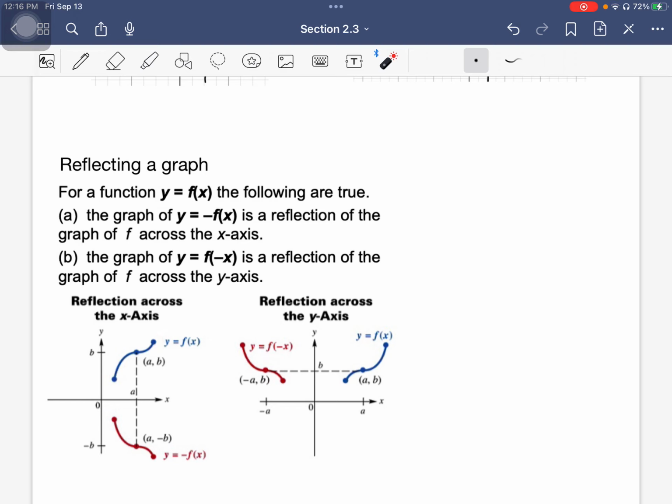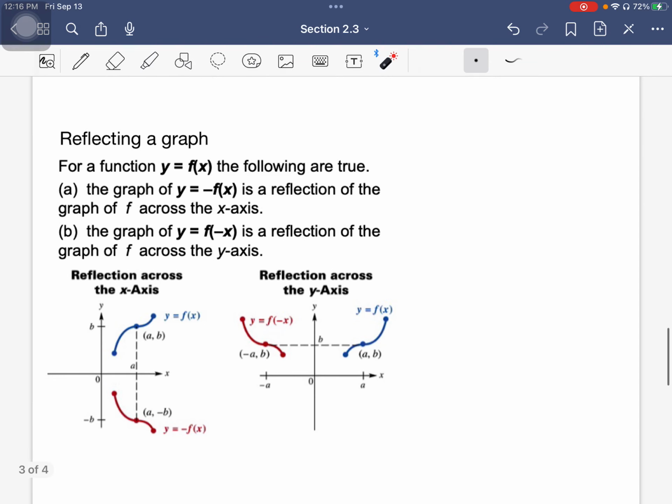Now similarly, if we were to start with our blue curve here, and we were to take f of minus x, everything would be exactly flipped over our y-axis here. So this point becomes this one, this one becomes this one, and this one becomes this one.